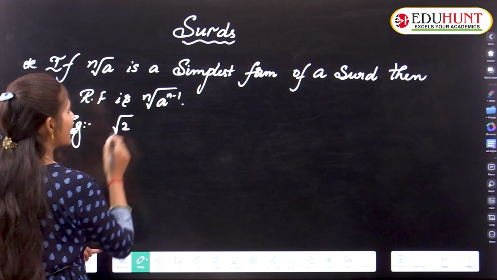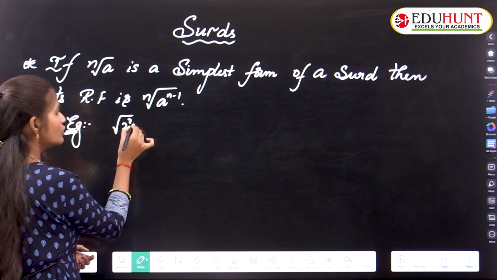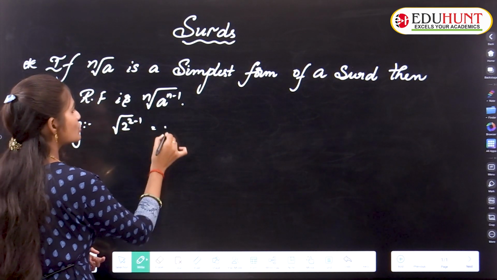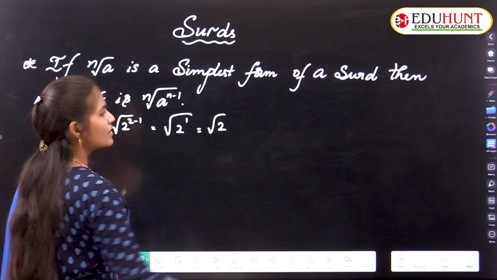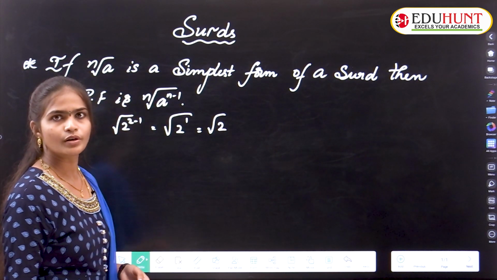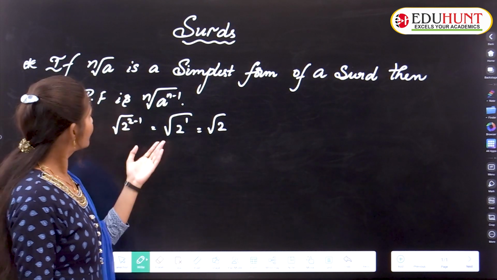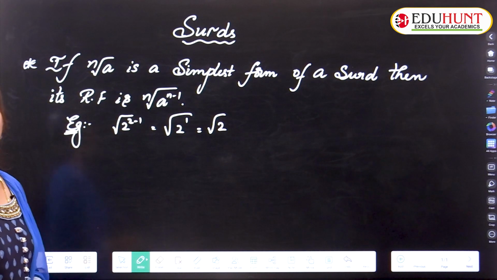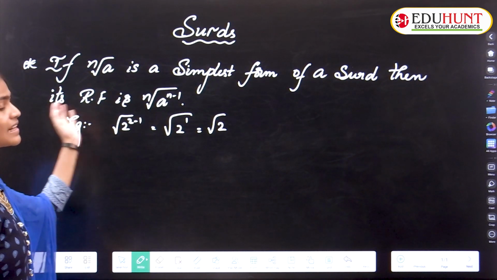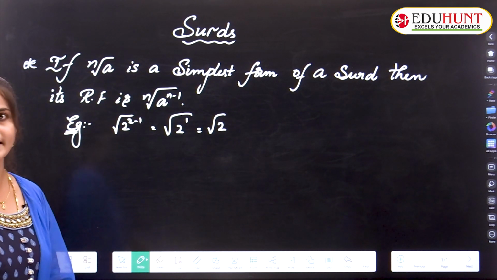Or else, n minus 1, what does n minus 1 mean? Here n is equal to 2, so 2 minus 1 is equal to 1, again we have 2 power 1, so we get square root of 2. So square root of 2 is the rationalizing factor of square root of 2. So what is the form? If nth root of a is the simplest form of a surd, then its rationalizing factor should be nth root of a power n minus 1.